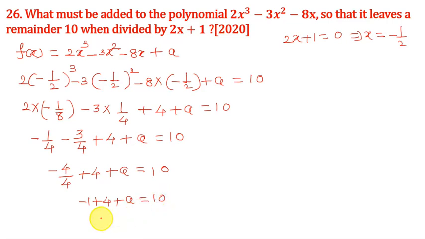Means there is 3 plus a is equal to 10. It implies that a is equal to 7, and this is the value of a. And hence the value of a is 7.